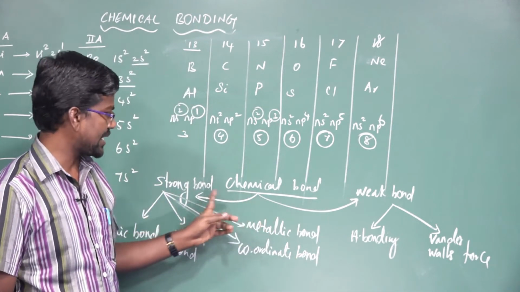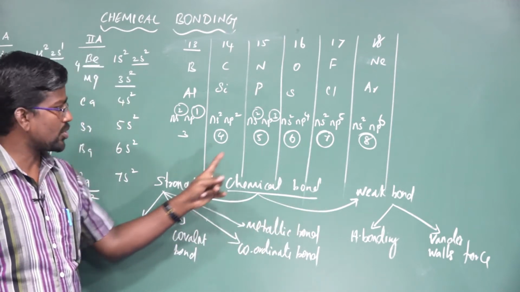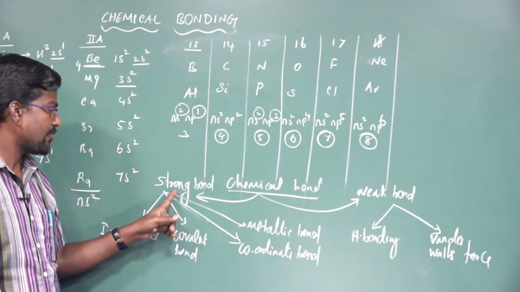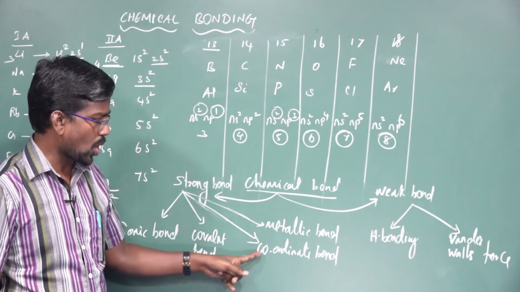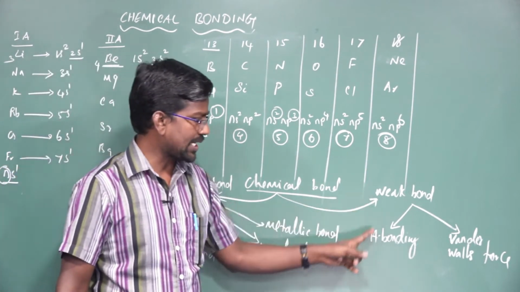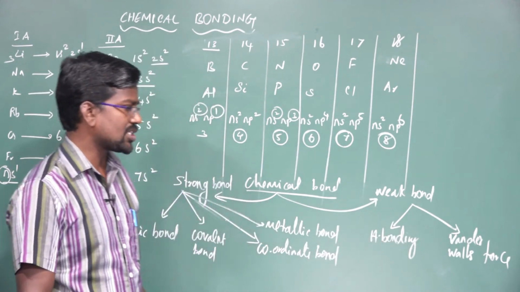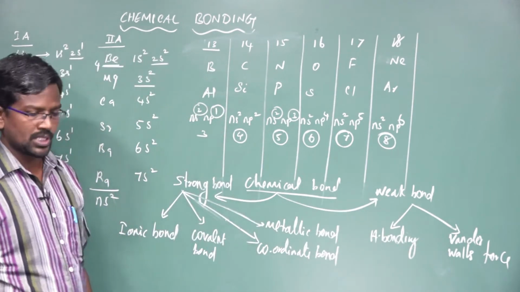So chemical bonds are classified into two types: one is a strong bond and one is a weak bond. Strong bonds are further classified into four types: ionic bond, covalent bond, metallic bond, and coordinate covalent bond. Weak bonds are classified into two types: hydrogen bonding and van der Waals force of attraction.